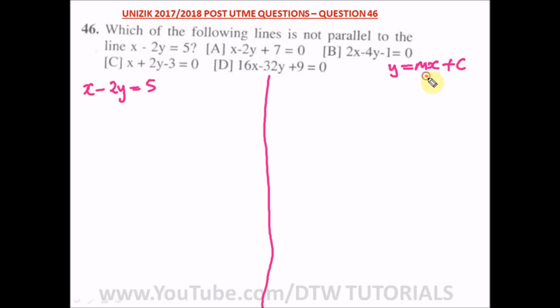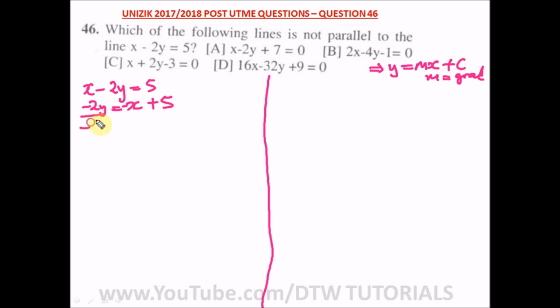Remember, the equation of a line is y equal to mx plus c, where m is our gradient and c is the intercept. So we have to make our equation into this format to get our gradient, leaving only y on the left-hand side. So take x to this side, we're left with minus 2y equal to minus x plus 5.